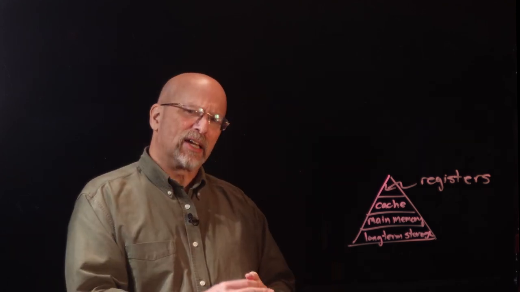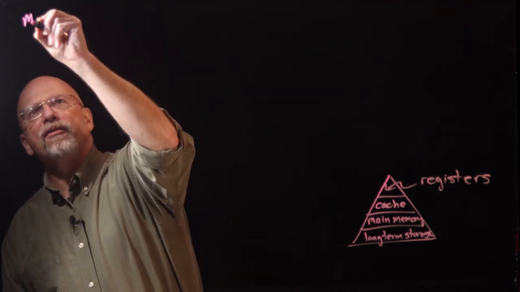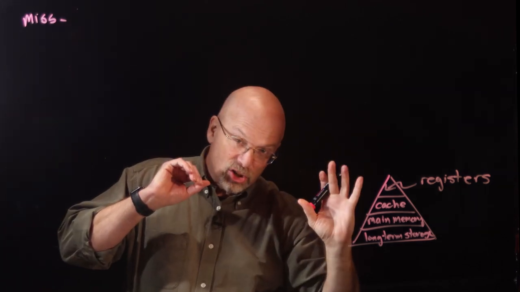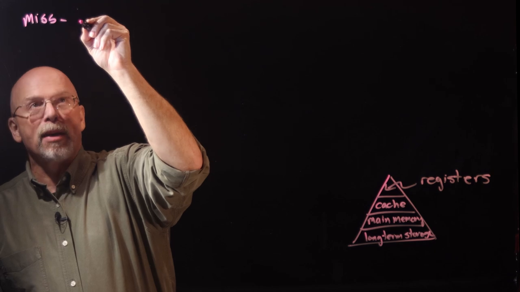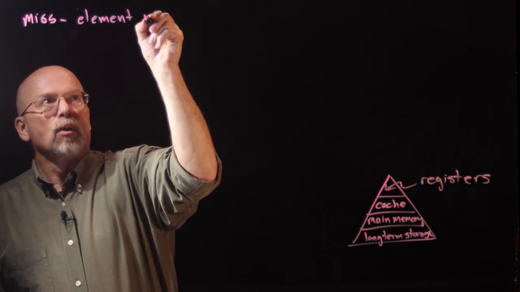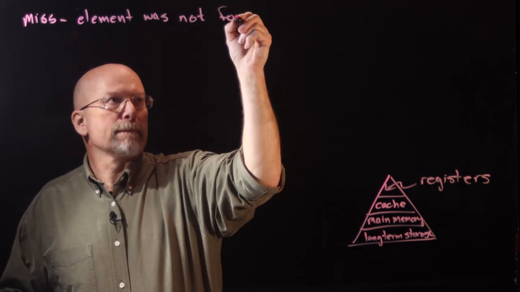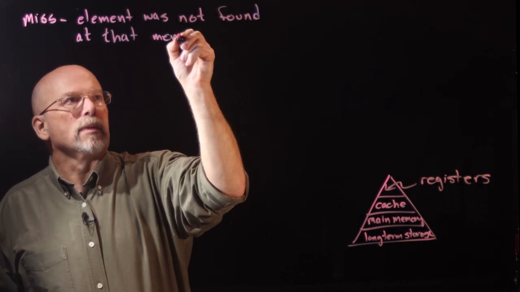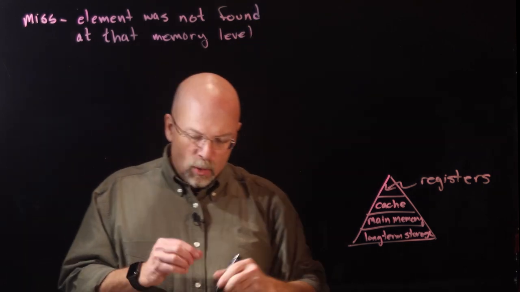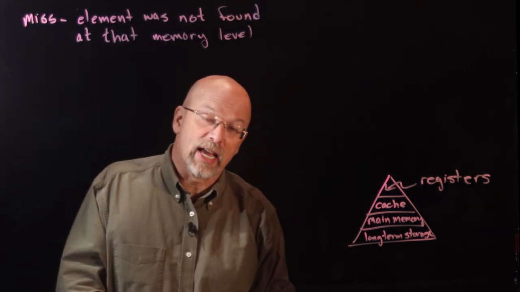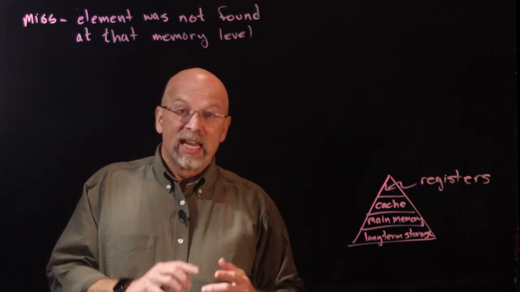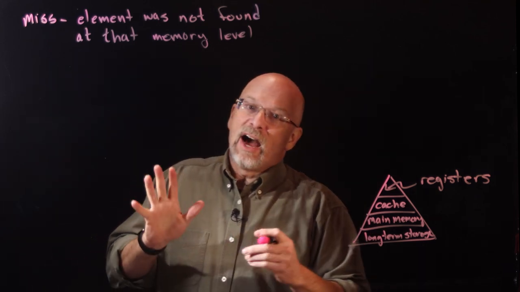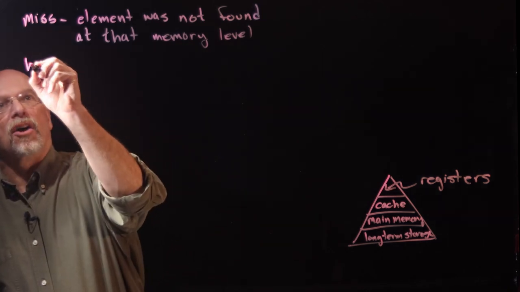Now, we've got a couple of terms here. First of all, we're going to have a term called a miss, which means that the information, the byte, the instruction, the data, whatever the memory element was, was not found at that particular memory level. And when I say that particular memory level, we're going to say that the processor is looking for an instruction to execute. It goes, and the first place it checks is the cache. Now, if it's not there, it says, okay, I need to go to main memory. That would be a cache miss, all right?